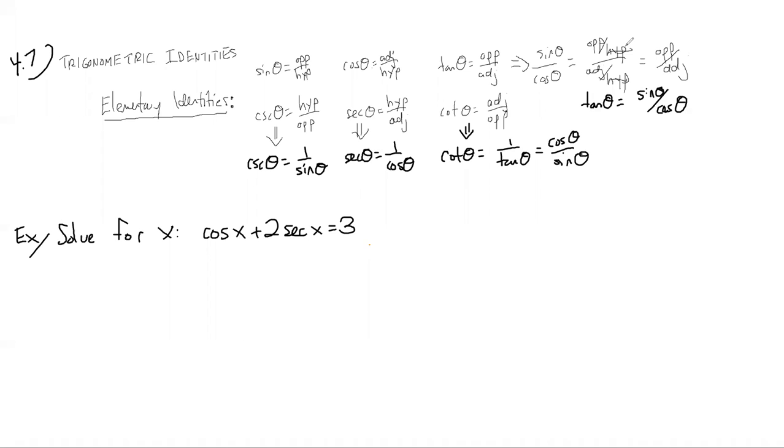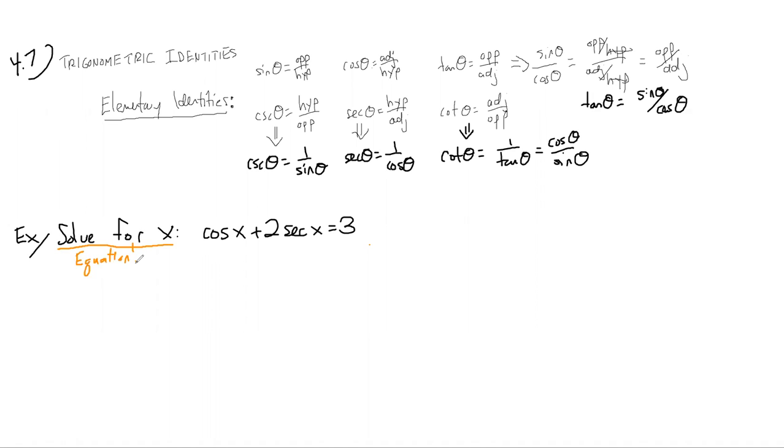Okay, so for this one, it says solve for x, cos x plus 2 secant x equals 3. So now notice the wording, the way that this question is asked. It says solve for x. So this is not proving an identity. We're not going to split up the left side and right side. This means that what we're working with is an equation. So we just mostly are going to use traditional algebra and traditional techniques to solve this.